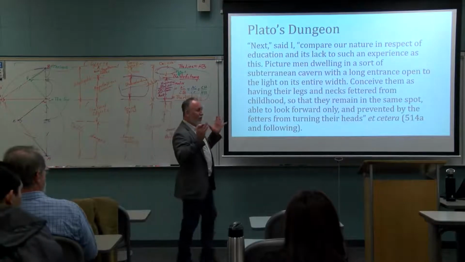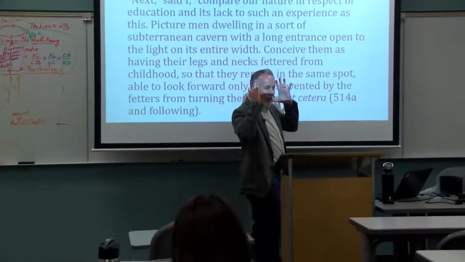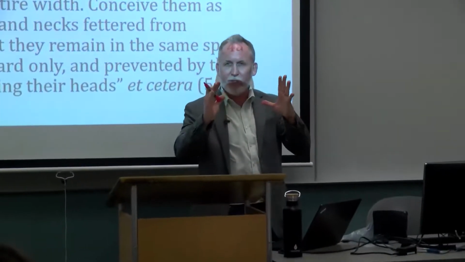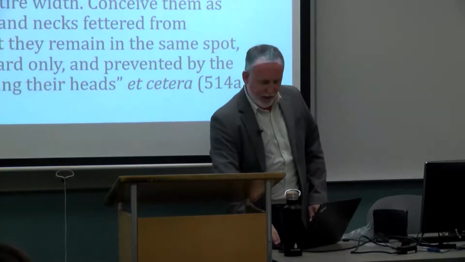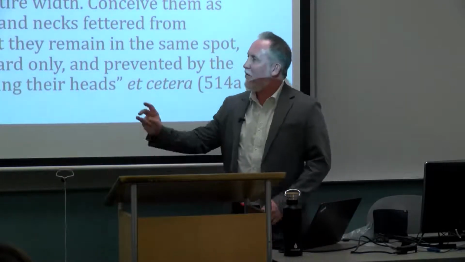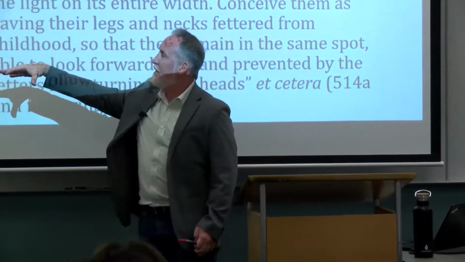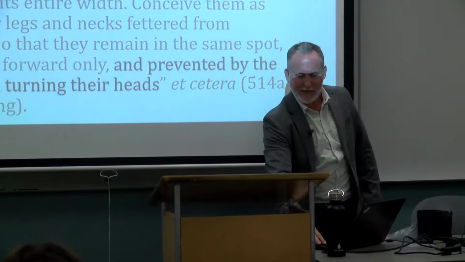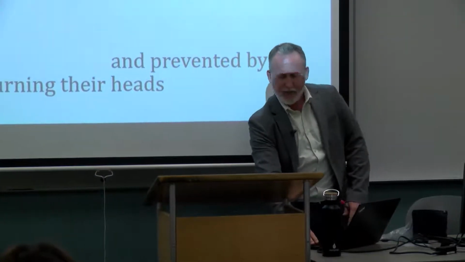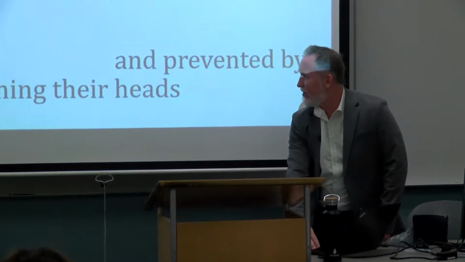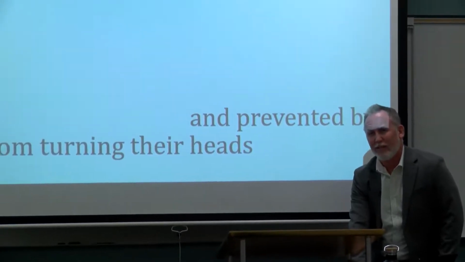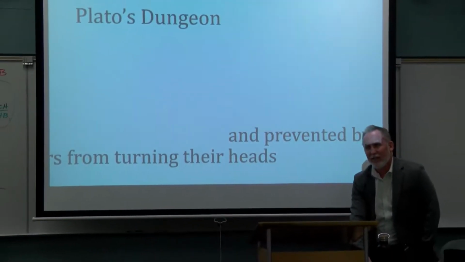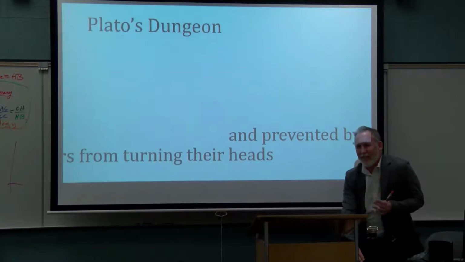This not being able to turn their heads, being chained and compelled to look in a certain direction, is how this all fits within the analogy of the divided line and this issue about science. So this is the big thing. Their heads are prevented from turning. And this is the key point about the allegory of the cave, or the allegory of the dungeon.